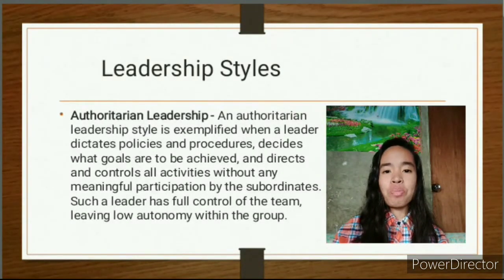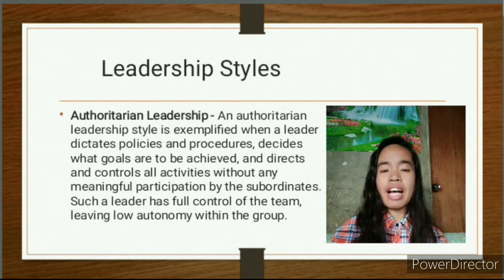Next, let's proceed to the different kinds of leadership styles. First one is authoritarian leadership. An authoritarian leadership style is exemplified when a leader dictates policies and procedures, decides what goals are to be achieved, and directs and controls all activities without any meaningful participation by the subordinates. Such a leader has full control of the team, leaving low autonomy within the group.